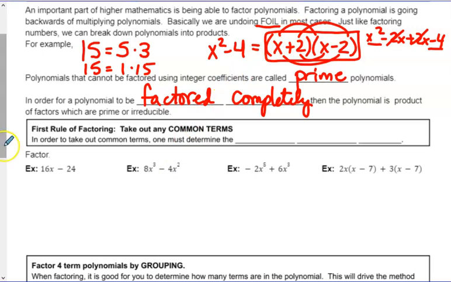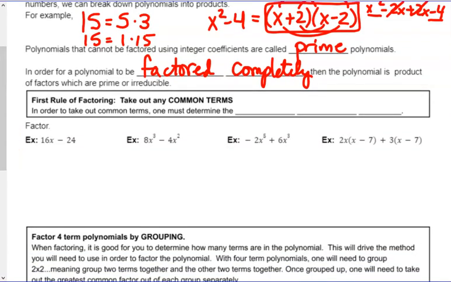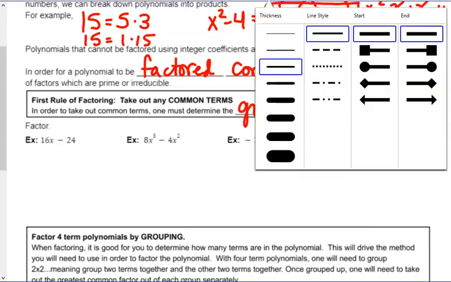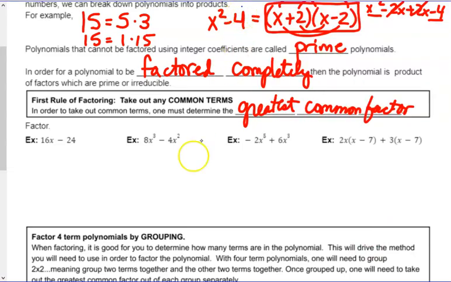Now, we're going to start with our very first rule of factoring, and that is to take out any common terms. In order to take out common terms, you must determine the greatest common factor of the terms in your polynomial. That can be a little hard sometimes. It's hard for some students to see what is the highest thing that I can take out that's common to all.